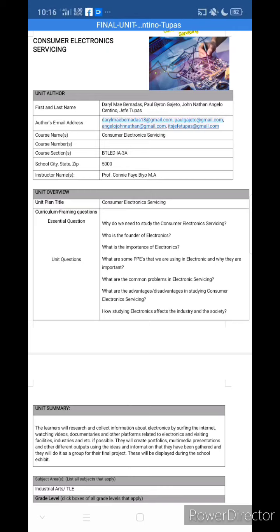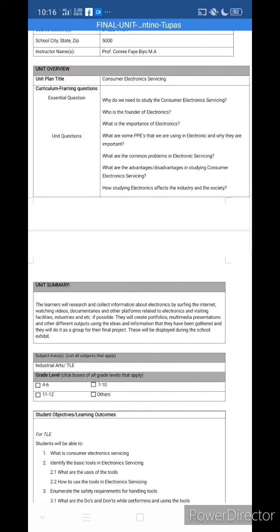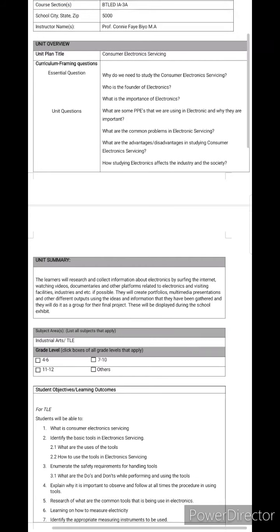What are the common problems in electronic servicing? What are the advantages and disadvantages in studying consumer electronics servicing? How does studying electronics affect the industry and society? So let's go on to the unit summary.